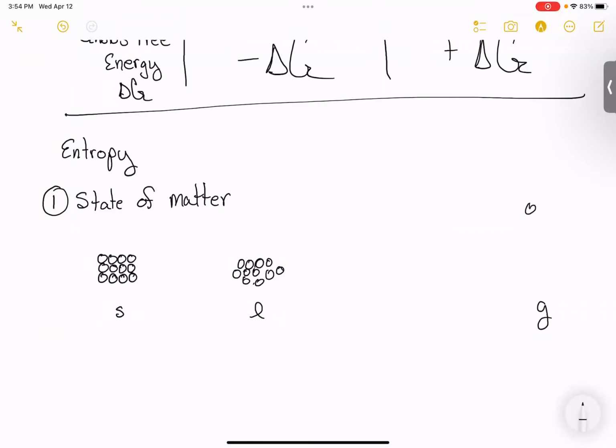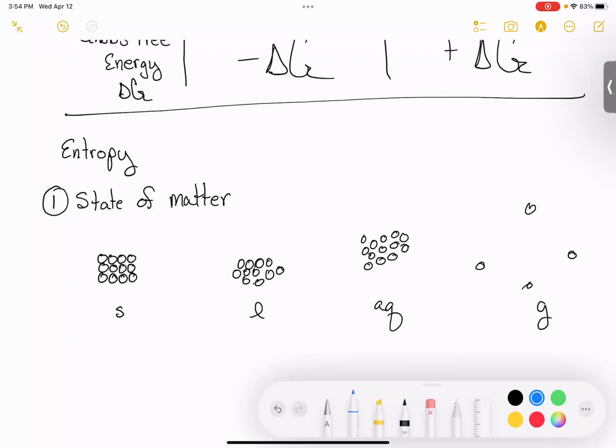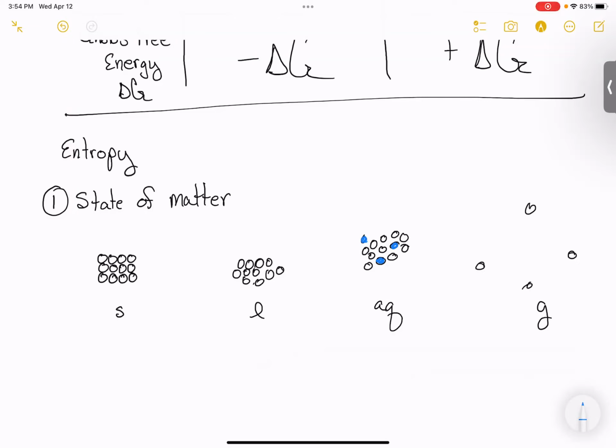When we move to gas, that's probably the most disorganized thing we can get, because they're moving every which way. They don't care where they're at. They're just going to move until they bump into something. And then somewhere in the middle is where we find aqueous. Aqueous means we have a liquid, so it's kind of organized, kind of not. But it also means you have other things present. It's not just one thing.